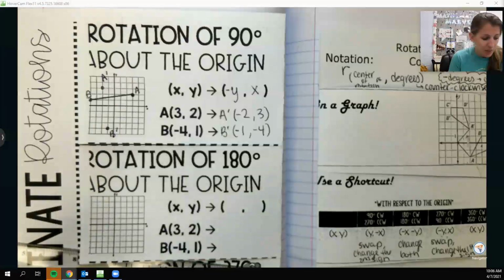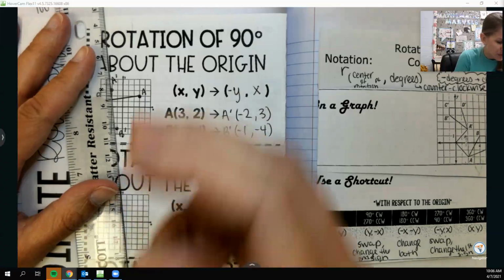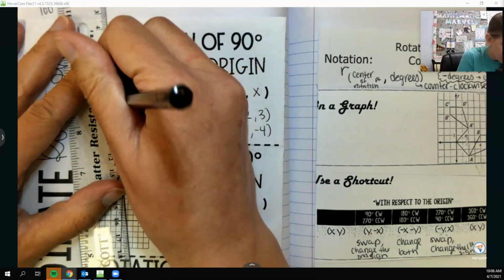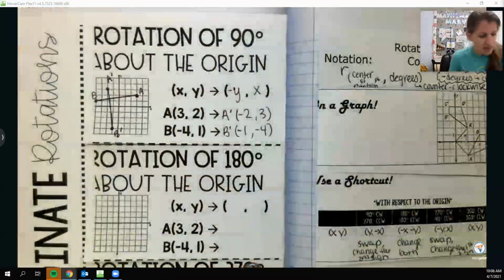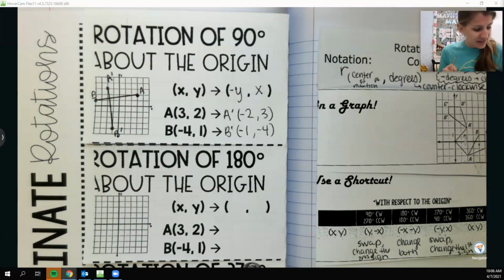And you can see too how the points swapped where they're at. It was over 4, then up 1, and now it's over 1, down 4. So that's another way to think about it as well. Oh, and when the lines do cross, they should make a 90. So you can see that there too. So that's cool.